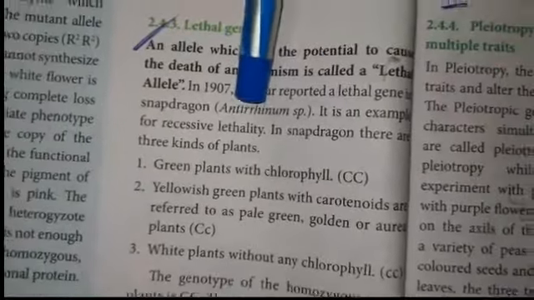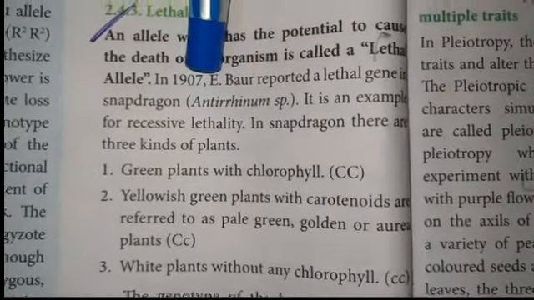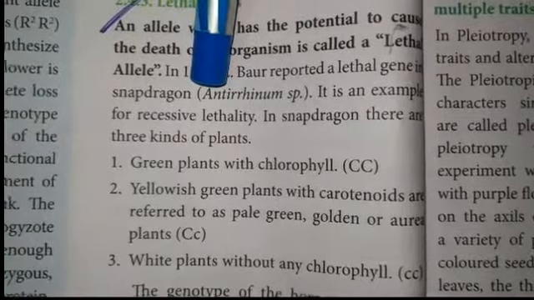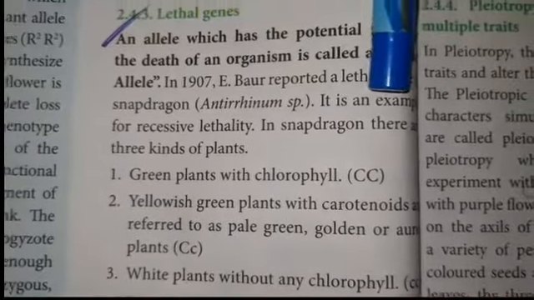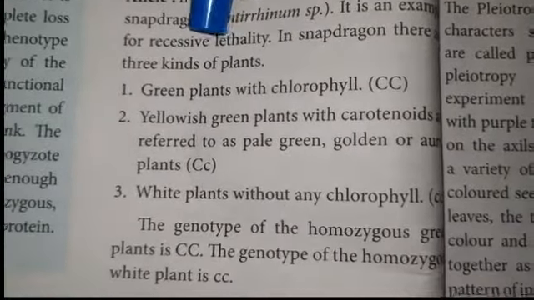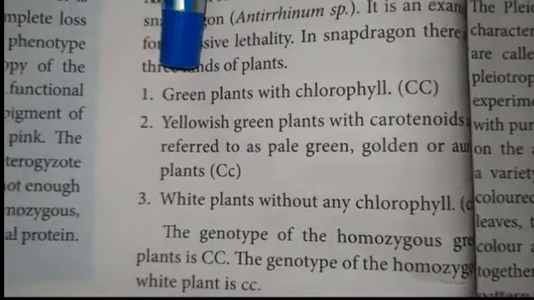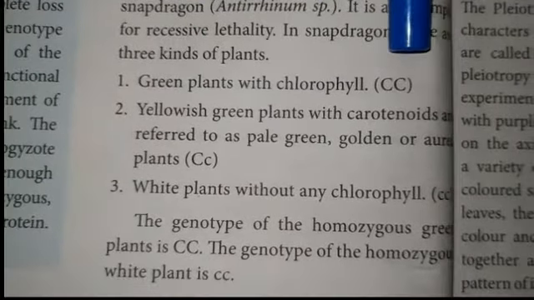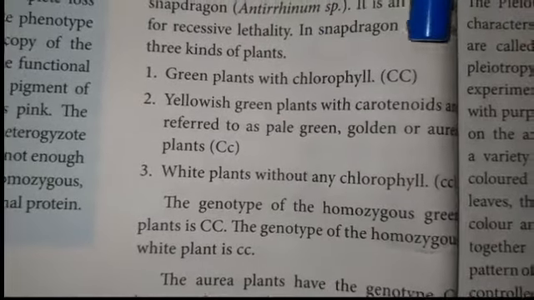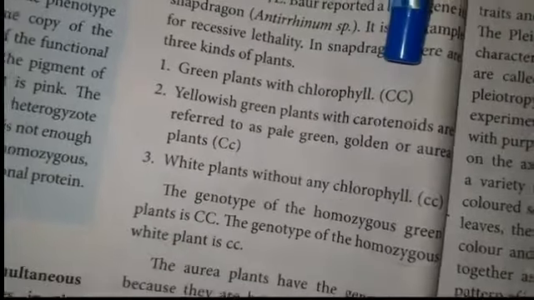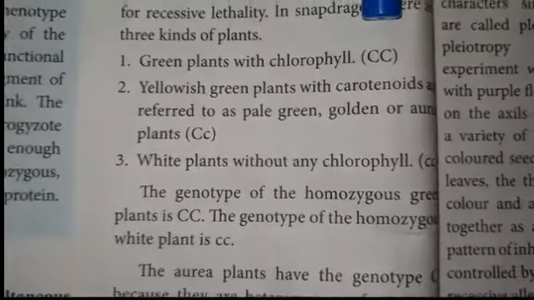Antirrhinum is an example of recessive lethality. Here the recessive plant is unable to survive. So the recessive lethal allele causes death of the carrier. In snapdragon, it produces three different kinds of plants. The first type is the double dominant gene carrier, green plants with chlorophyll, capital C capital C. So the green plants having the chlorophyll pigment, capital C, in a homozygous condition are dominant in nature.